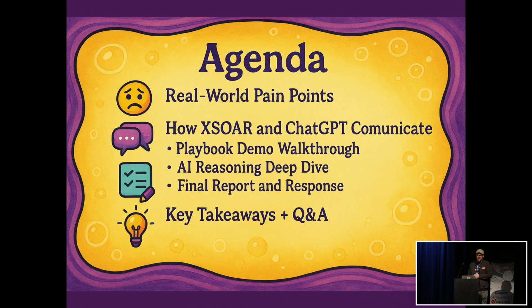All right, so for the agenda, like I said, we're going to go through some real-world pain points when you're talking about using AI, especially in security operations, and then we're going to go into how XSOAR and ChatGPT actually communicate with each other. It's going to be a demo, and also we're going to do a deep dive inside of the AI reasoning, how ChatGPT takes different data from XSOAR and actually decides to progress through the playbook. Technically, the way the demo playbook is created, ChatGPT is actually driving the response inside of the playbook.